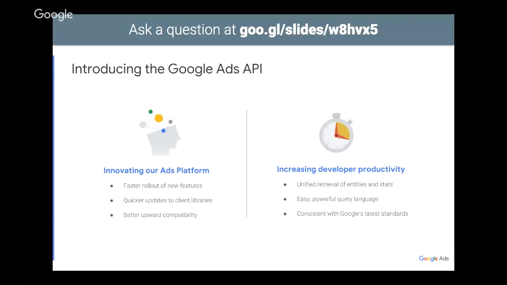That has to do with this easy and powerful query language. It's called the Google Ads query language. It looks a lot like SQL. We have some slides coming up a little bit later in the talk. We'll talk a little bit more about it. And most importantly, the API is now consistent with Google's latest standards.